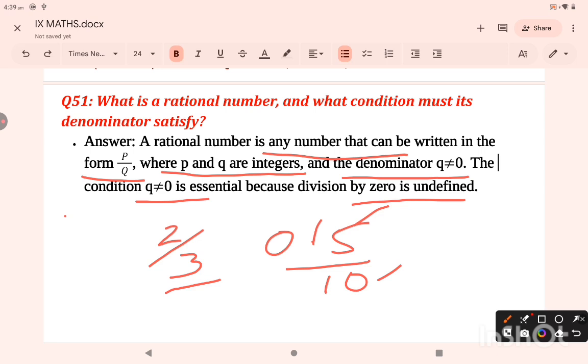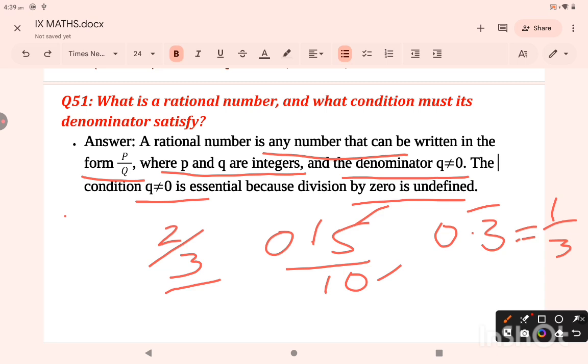Next, 0.3 bar. This can be expressed in the p by q form. The exact value of 0.3 whole bar is equal to 1 by 3. Here 1 by 3 is a rational number. That means 0.3 bar is a rational number.